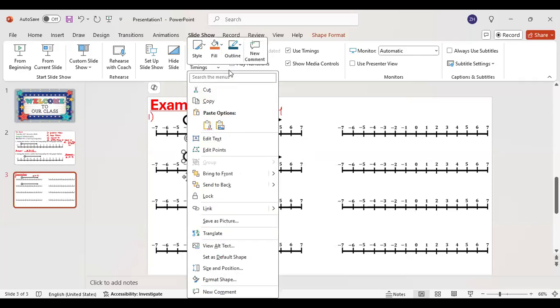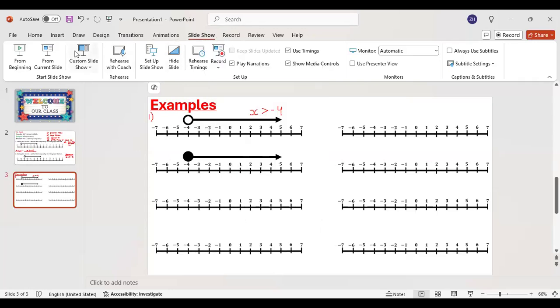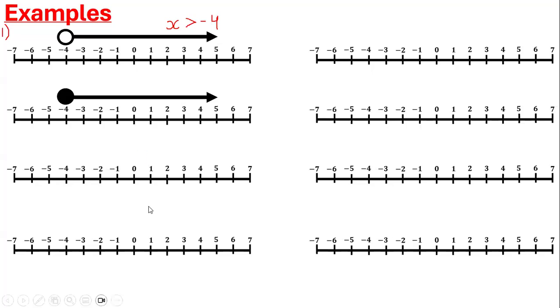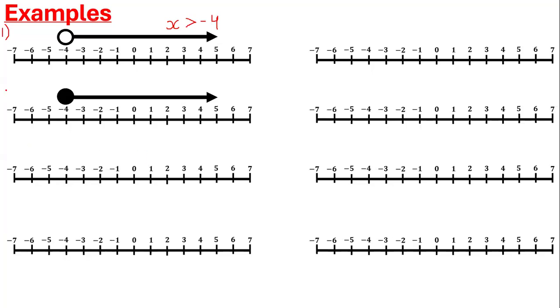But watch out. Boom. I think I got y'all now. What are we going to have for this one? Number 2. What is it? X greater than or equal to. Very good. Negative 4.